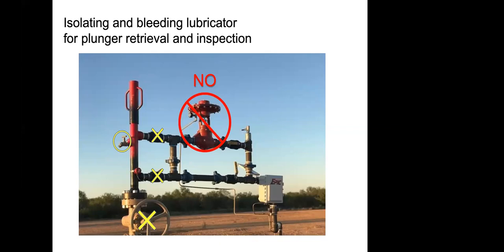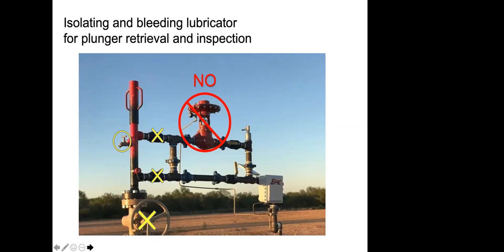You want to make sure your motor valve's holding and working properly. Sometimes you can have problems with the plunger not running consistently, and it's just the motor valve's leaking by. It's not getting a good seal and closing like it should be during that close time. Make sure your sensor is still working correctly. Look for any leaks on any of the surface equipment and make sure the O-ring in the lubricator cap is still good when you're inspecting that.